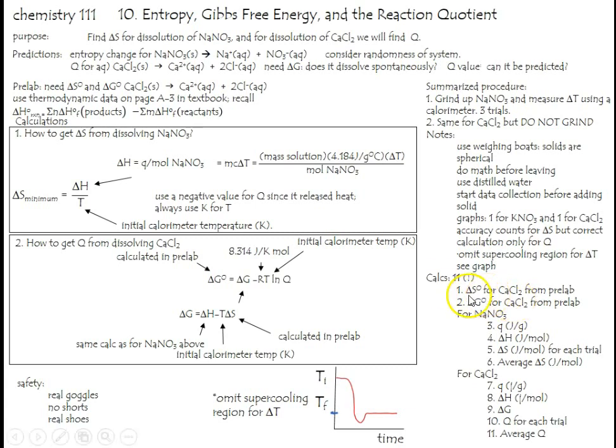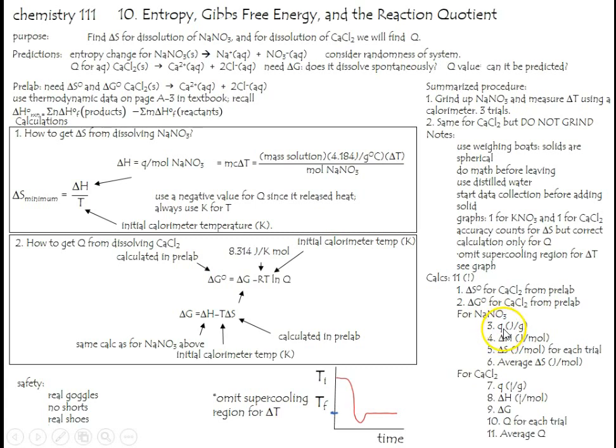The first 2 are pre-lab data. The change in entropy, under standard conditions for calcium chloride from your pre-lab. There it is up there. Show me that calculation. Same thing for the change in free energy for calcium chloride. You already calculated that up here. And let's get 4 pieces of data for the sodium nitrate experiment. I should say perform 4 calculations for the sodium nitrate experiment.